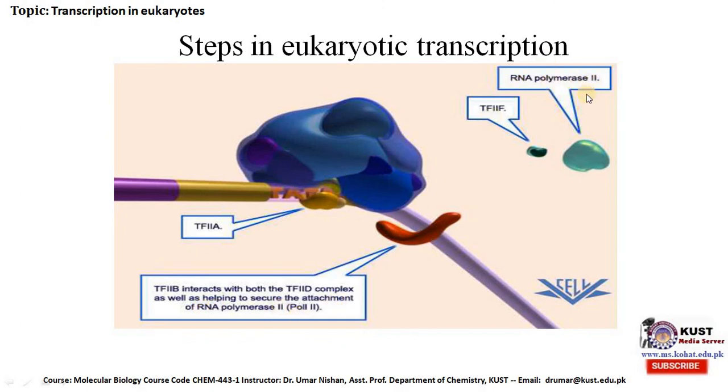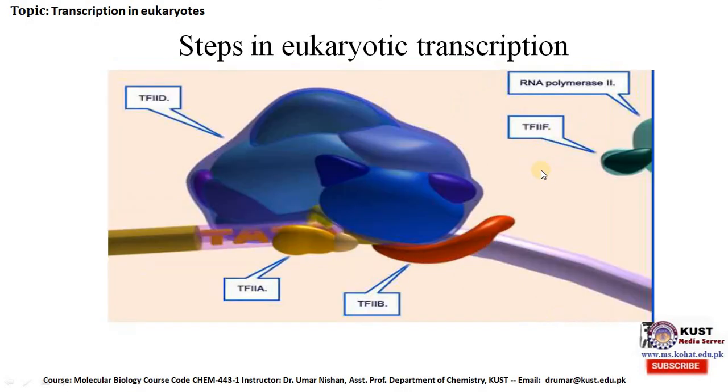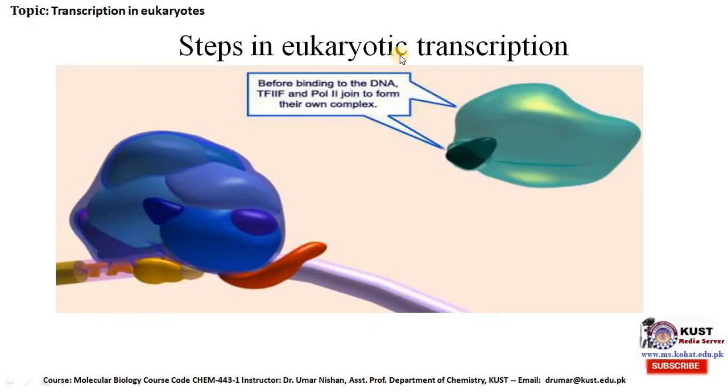Here is the RNA polymerase 2, and this is TF2F. This is TF2D. This is RNA polymerase 2. This is TF2F. Here TF2B is shown, and here TF2A is shown. Before binding to the DNA, TF2F and pol 2 join to form their own complex.